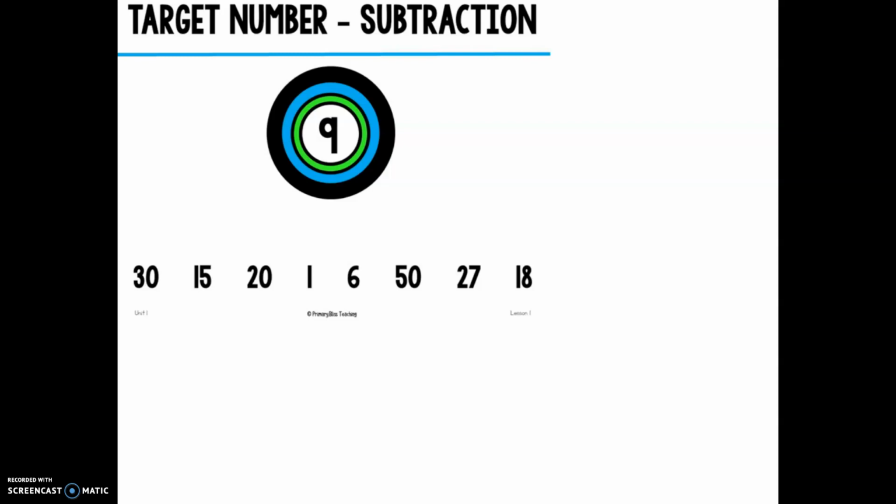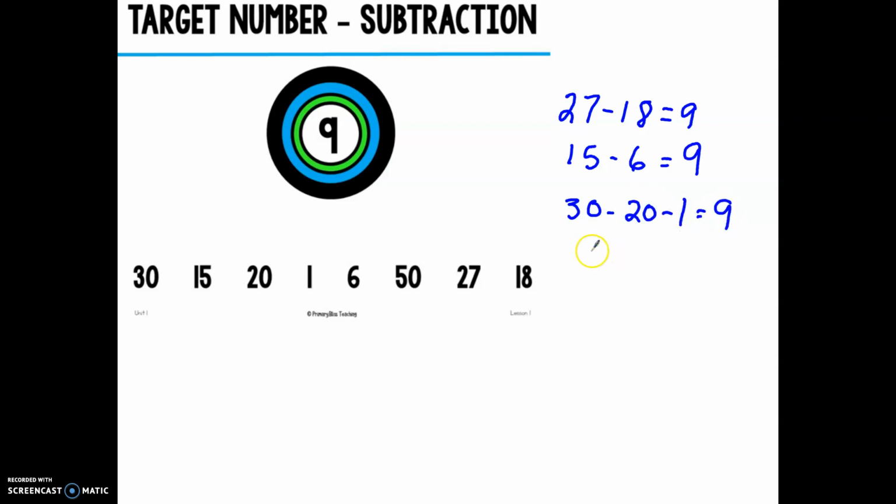I hope you were able to come up with some problems using the numbers below the target to get our target number. Here's what I came up with. 27 minus 18 is 9. 15 minus 6 equals 9. 30 minus 20 minus 1 is 9. And 30 minus 15 minus 6 equals 9. Now you also could have done 18 minus 1 minus 1 minus 1 minus 1 minus 1 until you got to 9. Whatever worked for you.